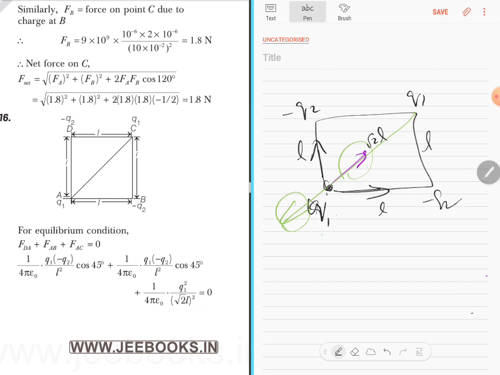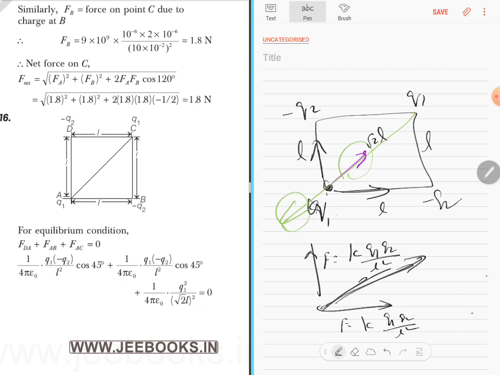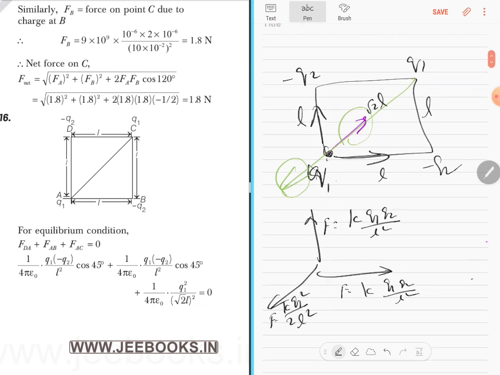And let's write this force. The upward force is F is equal to K into Q1 Q2 by L square, and this force is also F is equal to K into Q1 Q2 by L square, and this force, the one that is between the diagonals, is going to be repulsive in nature, so it's F is equal to K into Q1 square by root 2L the whole square, which is 2L square. You know that if you're going to solve this, and this resultant will be in this direction.